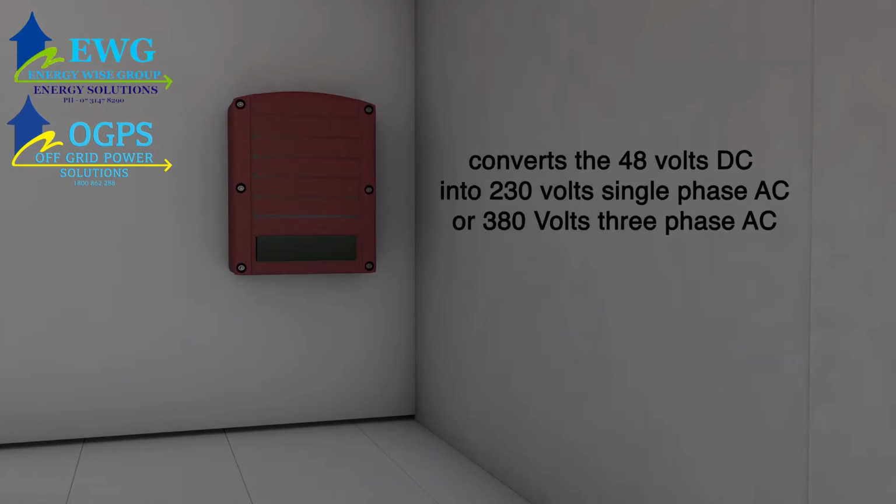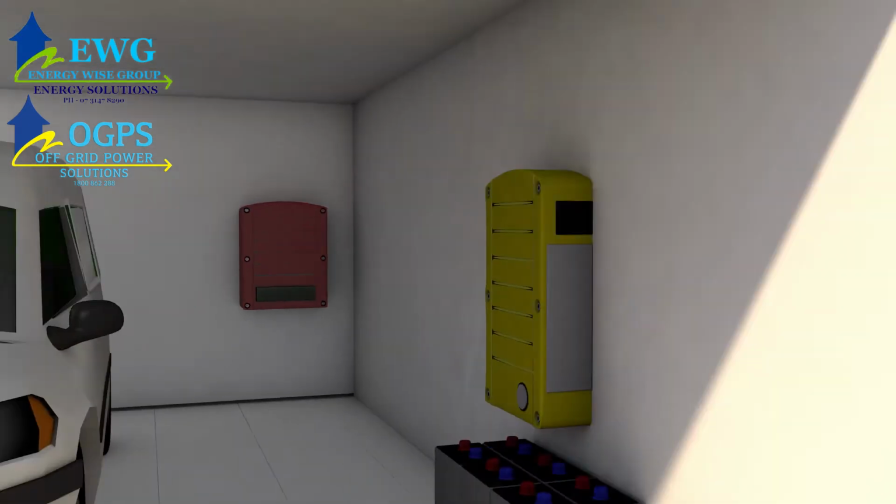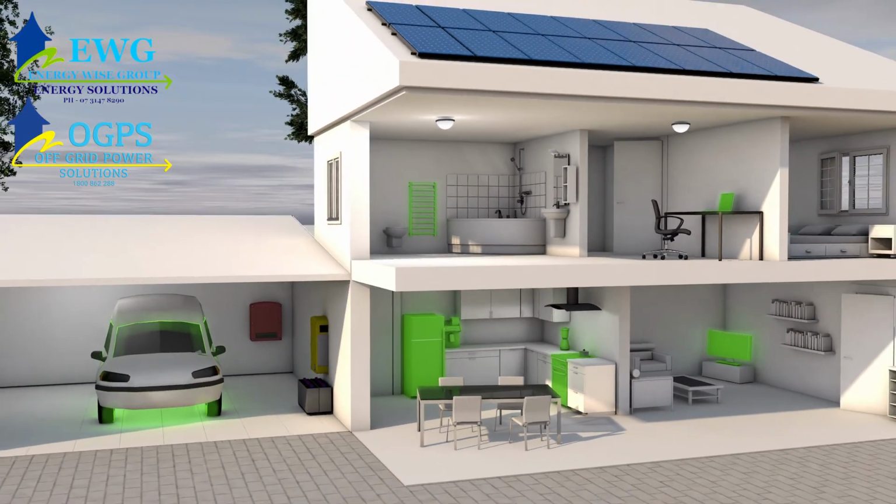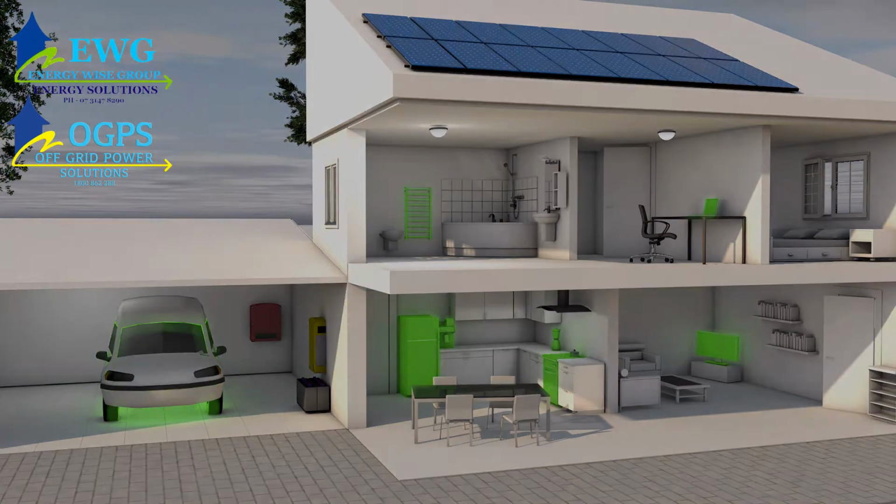What does the inverter do? It converts the 48 volts DC from the batteries and inverts it into 230 volts single phase or 380 volts three-phase AC, which is used to power all the devices in most commercial premises or your home.